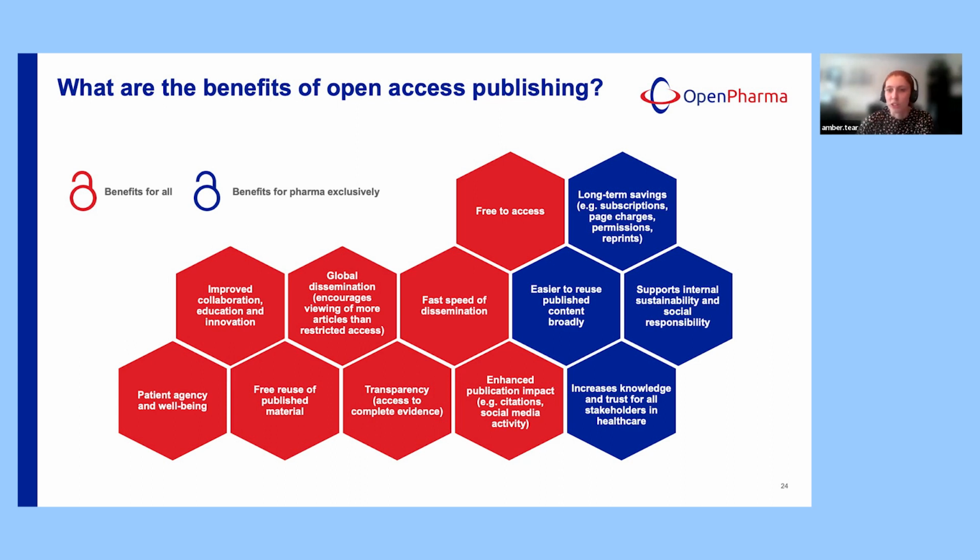But some of the main advantages include citation advantages and increased social media activity. However, some of the aspects of open access publishing benefit pharma exclusively, and most notably the use of Creative Commons licenses heralds potential long-term savings on journal subscriptions, page charges, figure permissions, and reprints, which often incur significant costs, particularly across departments. And depending on the license selected, content may also be easier to reuse with no permission required from the journal. Further, open access publishing allows broader knowledge and trust for all stakeholders in healthcare, and it can also bolster existing sustainability and social responsibility initiatives. Next slide, please.